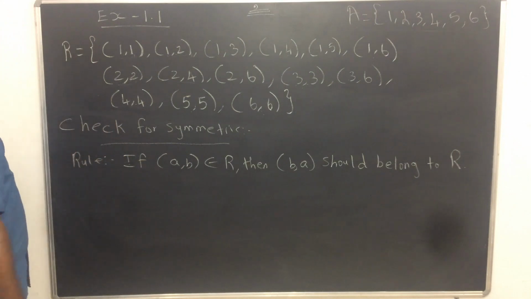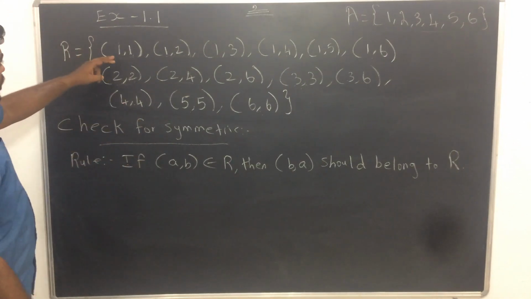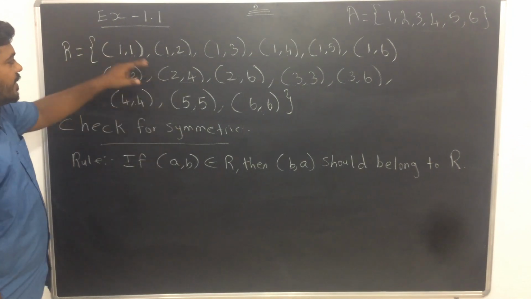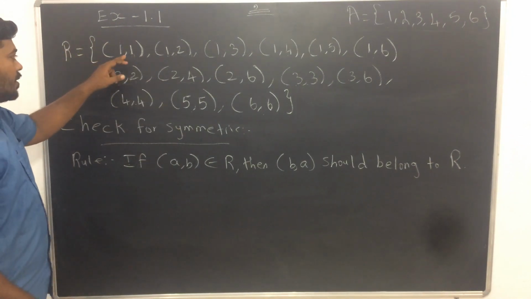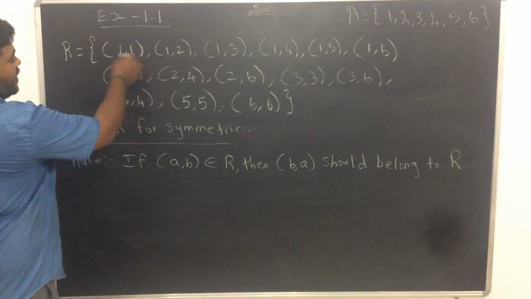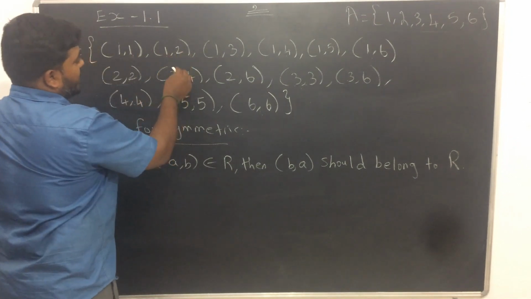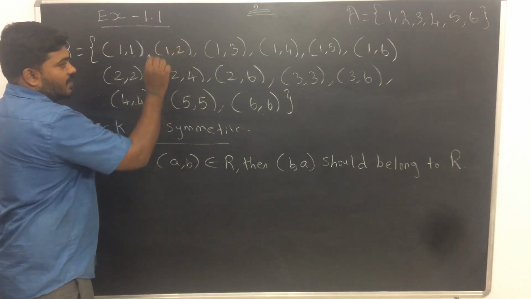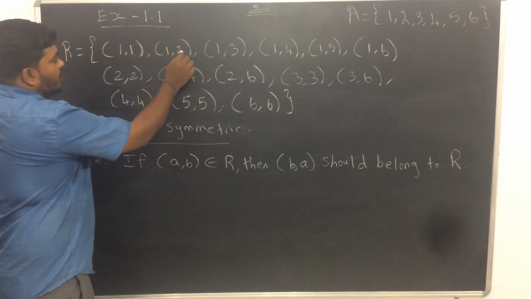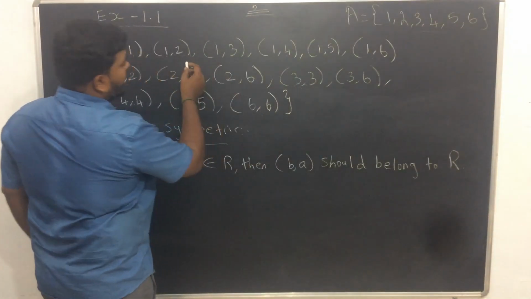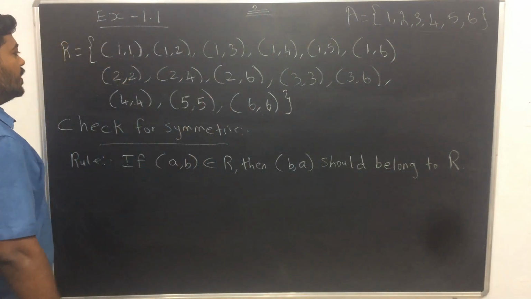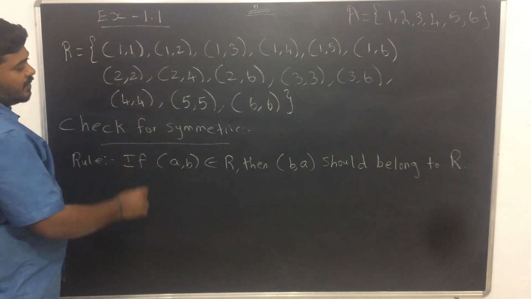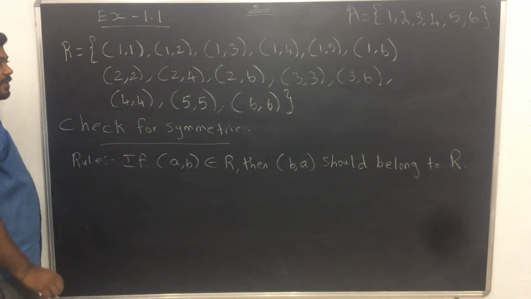You know the values of R. Let's start checking. For 1 comma 1, this is A and this is B. Of course, B comma A is there, which is also going to be 1 comma 1, right? So we will leave that. Take the next pair, that is 1 comma 2. Here 1 is A and 2 is B. For 1 comma 2, do we have B comma A? Do we have 2 comma 1 in the relation? As we see, there is no 2 comma 1 in the relation. So this relation is not symmetric.